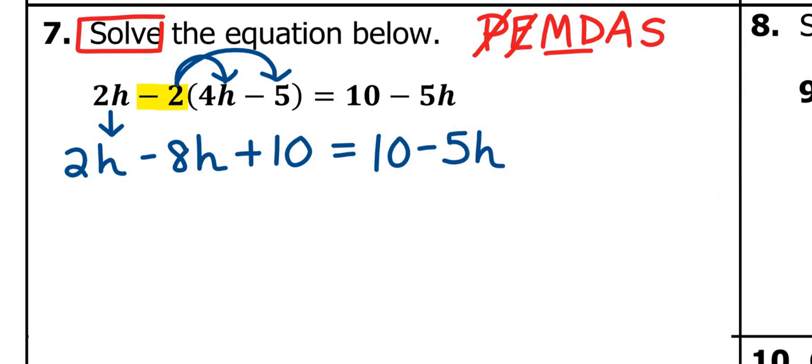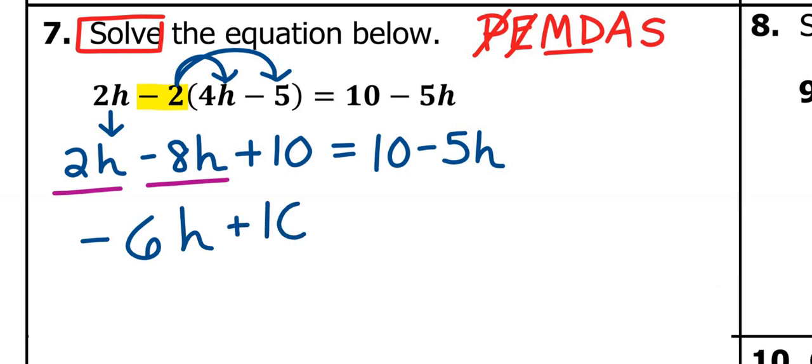Okay, before we start looking at moving variables from one side to the other, let's simplify what we can. So on the left-hand side, I notice I have a 2h and a negative 8h that can be combined. 2 minus 8 is going to give me a negative 6h. Bring down the plus 10 equals 10 minus 5h.